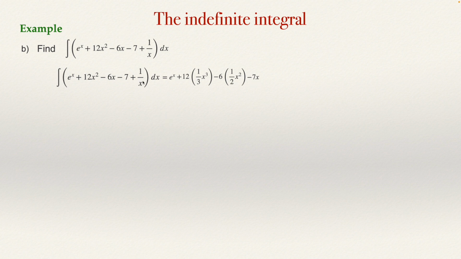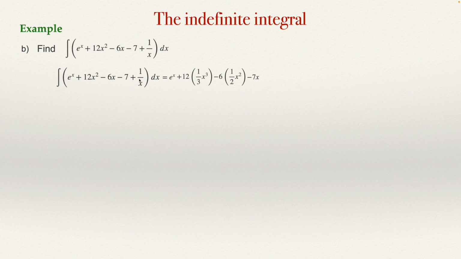And here we have another power, because this is x to the power negative 1. You notice that this 1 over x is the same as x to the power negative 1. But the power rule doesn't work when the exponent is x to the power negative 1. Because if you add negative 1 and 1, you get 0. And 0 cannot be a denominator. You cannot use the power rule in this situation.